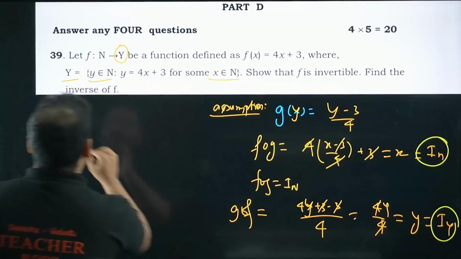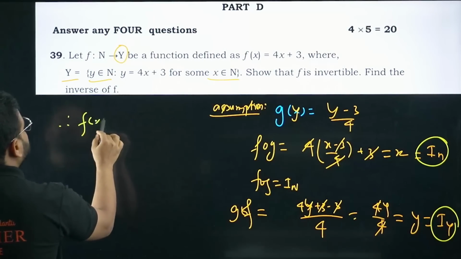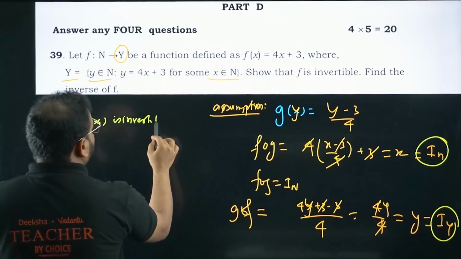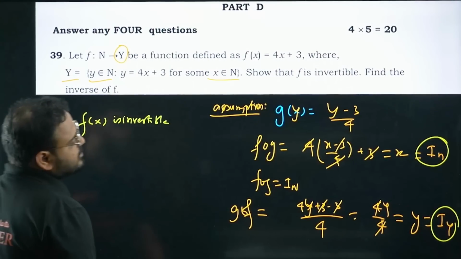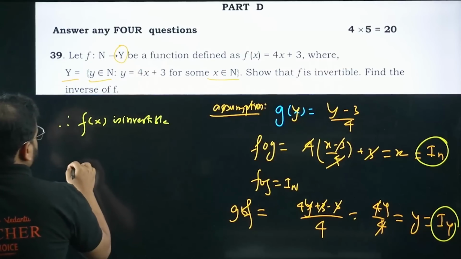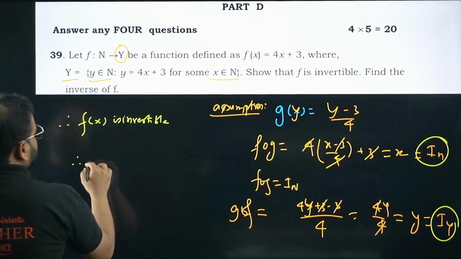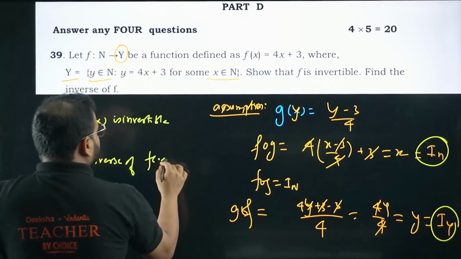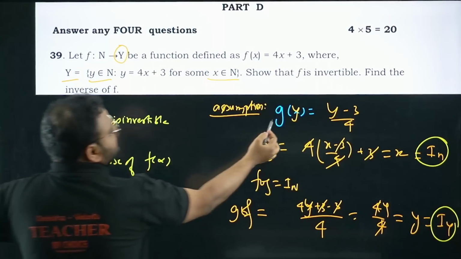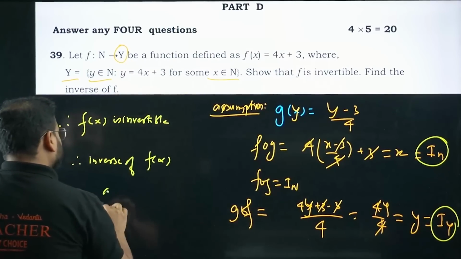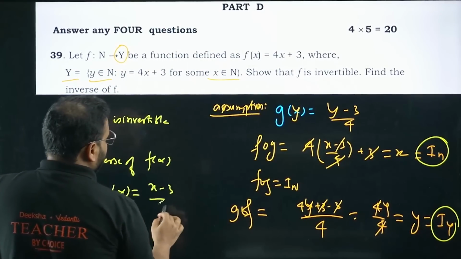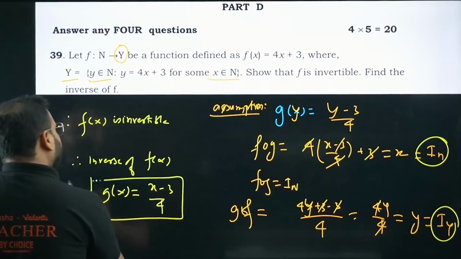Hence, the function f(x) is invertible. And what we do is write the inverse function. Inverse of f(x) would be, we have written this in terms of g of y, no? Write in terms of x only. So g of x you can write will be nothing but (x minus 3) by 4.